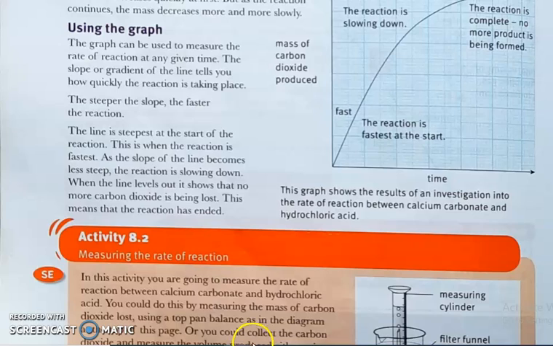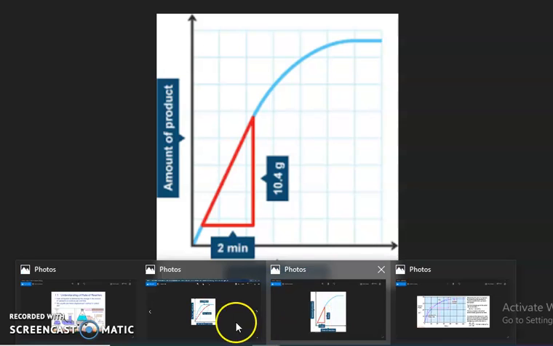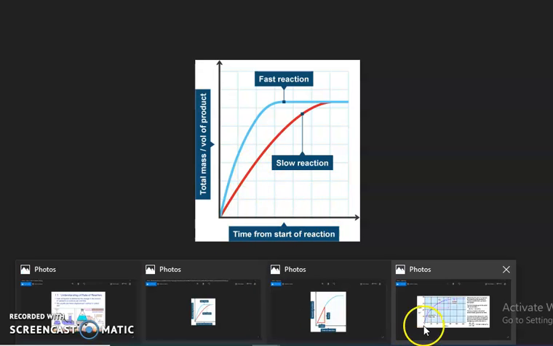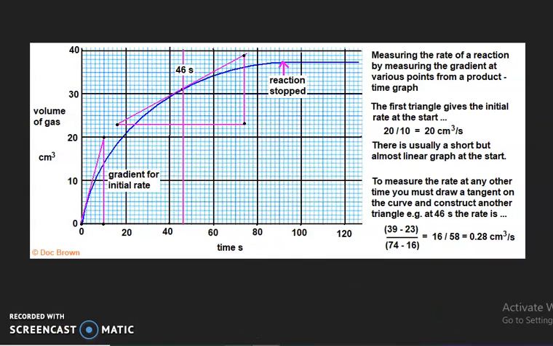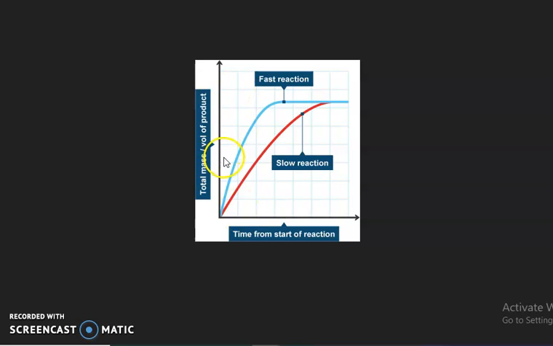Okay, so let us analyze this once more on a graph. Here we can compare it with two graphs. Before that I will show you one more thing. Here there are two graphs, showing the total mass of product or volume of product against the time from the start of the reaction.